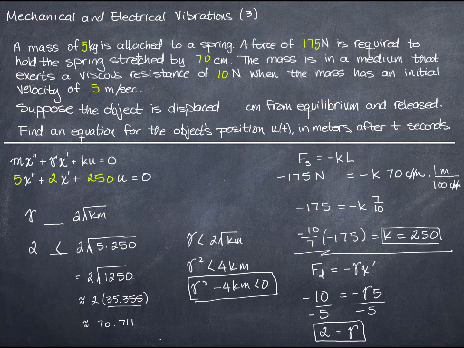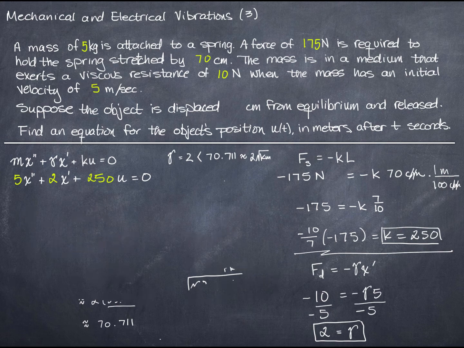Let's do this. I'll copy down the fact that gamma, which equals 2, is less than 70.711, which I claim is approximately equal to 2 root km. So I've got a note of that result, and I can erase all of this stuff. Okay.